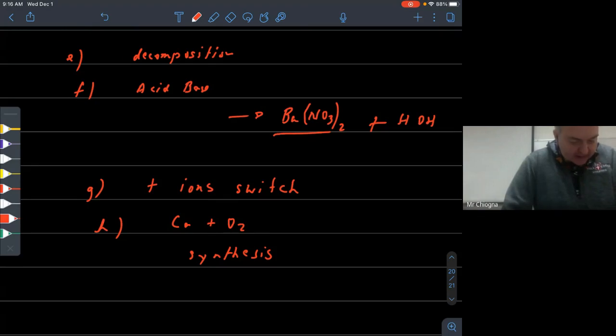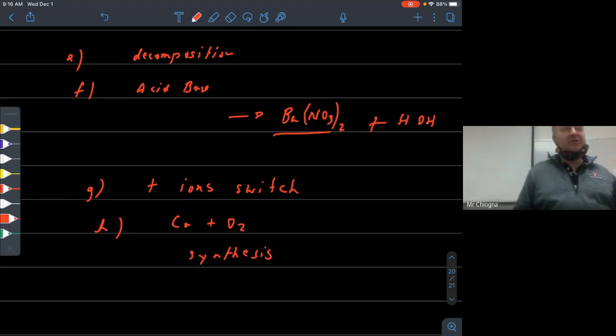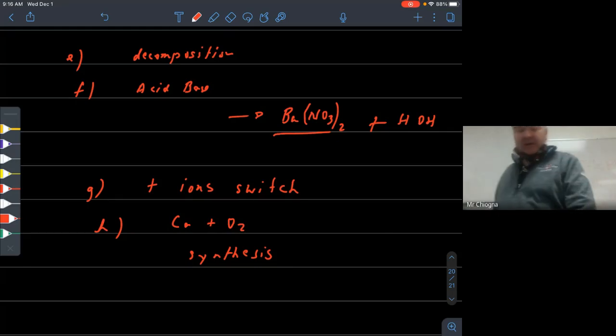I is acid base. I'll leave that up to you. J is, what kind of reaction is that? Yeah, combustion, because they just change the order. It doesn't matter. It's a hydrocarbon plus oxygen. Combustion. And K is going to be, compound plus compound is double replacement. What's going to switch places? Which elements? Very good. Excellent. Okay, I'll let you finish that.